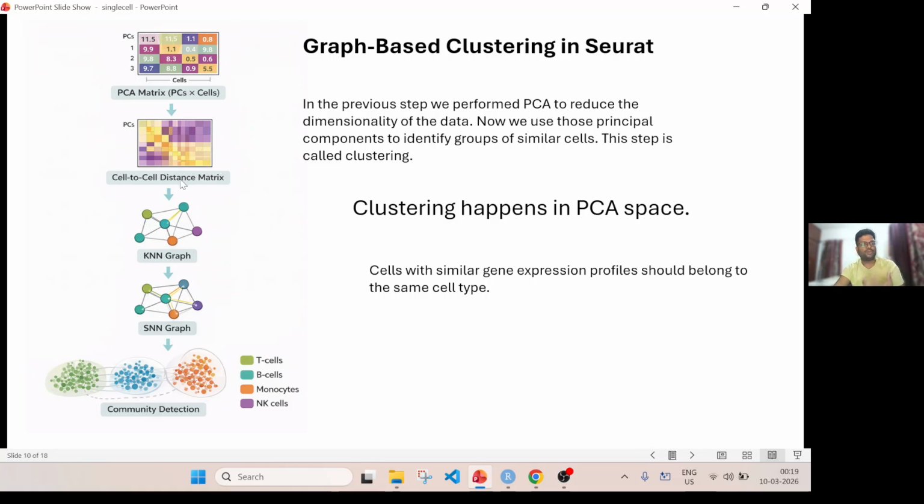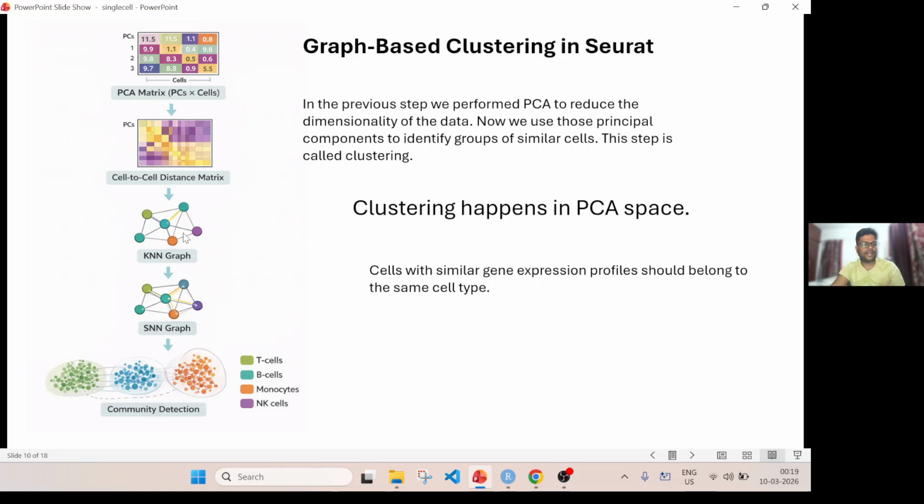Let's call this a PCA matrix. This is what Seurat first uses, and then in this PCA space it calculates the distance between each cell. So we get a cell to cell distance matrix based on the PC coordinates. This gives us information on how far each cell is from every other cell, whether they are close in terms of their expression profile or very far apart.